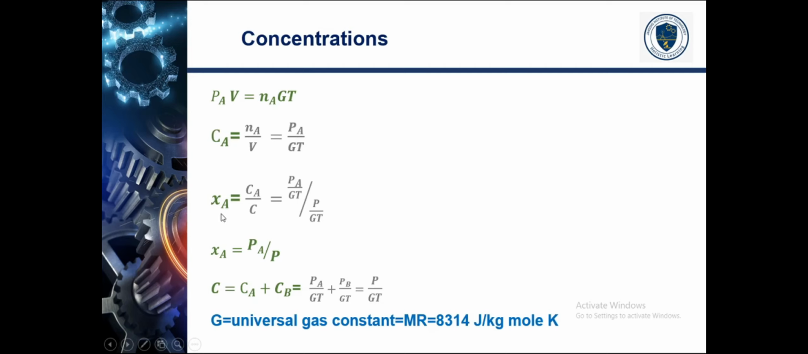Then we move on to molar fraction. So what is molar fraction? It is represented by Ca/C. Here Ca is the molar concentration of the species, and C represents the molar concentration of the mixture. Ca can be replaced by Pa/RT, and C can be replaced by P/RT. If you cancel these parameters, we get the new relationship for molar fraction: the molar fraction of species A is equal to Pa/P, the partial pressure of species A to the total pressure of the mixture.